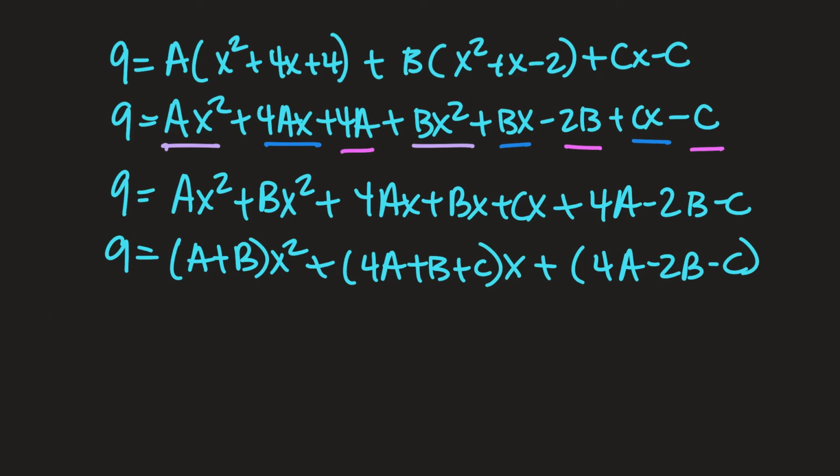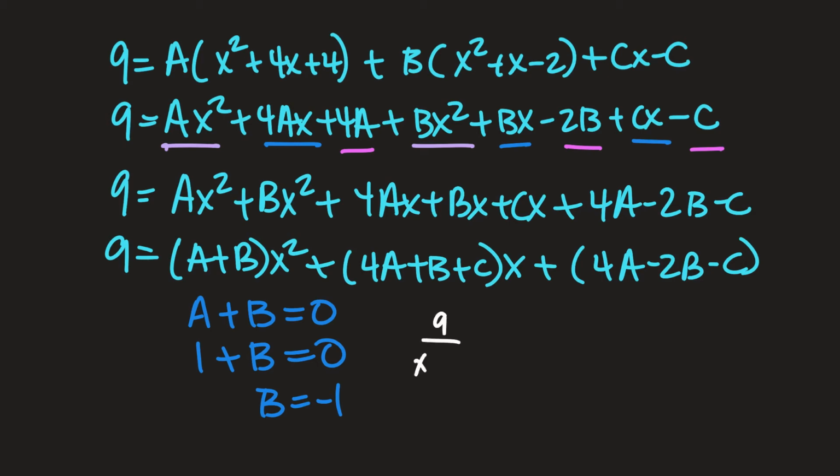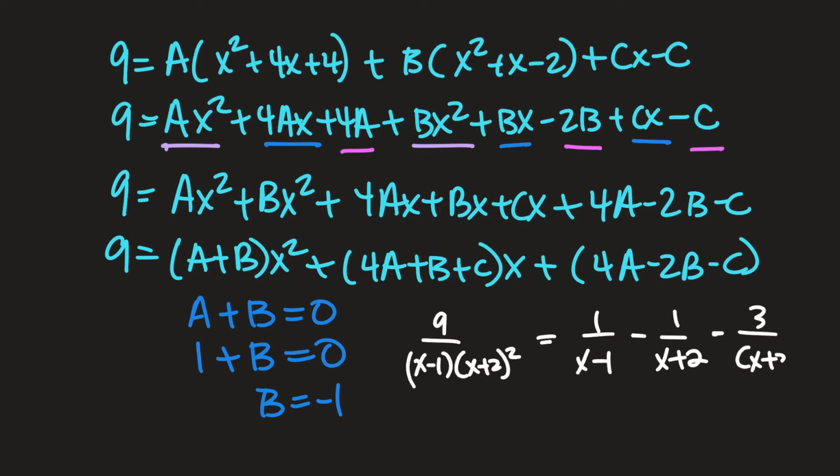So I would do a plus b is equal to 0. And I know that a is 1. So that means b has to be negative 1. So again, the last thing is to write out the whole problem. So I have 9 over x minus 1, x plus 2 squared. A was 1, so I have 1 over x minus 1. B is negative 1, so I'm going to do negative 1 over x plus 2. And C was negative 3, so minus 3 over x plus 2 squared.